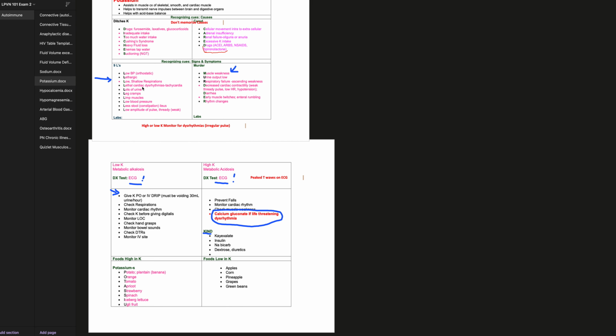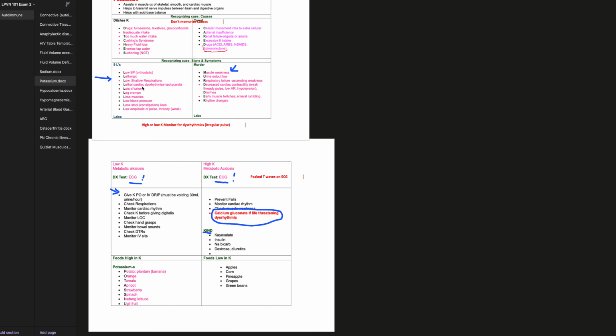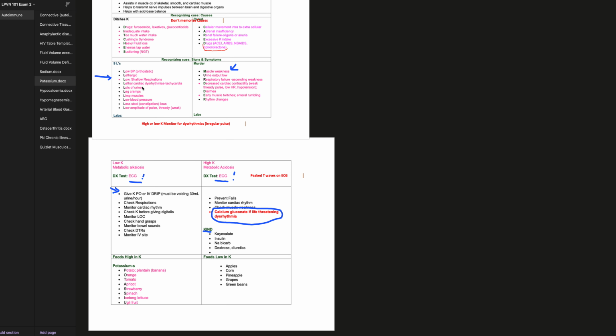So hypokalemia creates a kind of nephrotoxic diabetes insipidus. And I know you don't know what that means yet, but with diabetes insipidus, lots of urine is put out, okay? They'll have leg cramps, limp muscles, which goes with lethargy, right? Low blood pressure, which goes with low BP, less stool. So people with hypokalemia are going to be constipated.